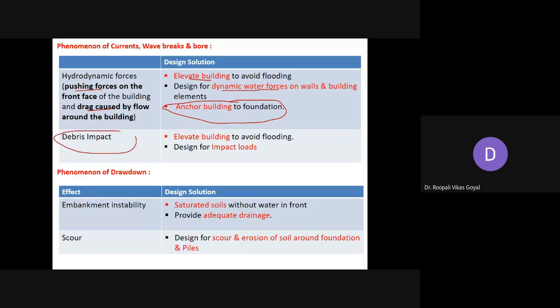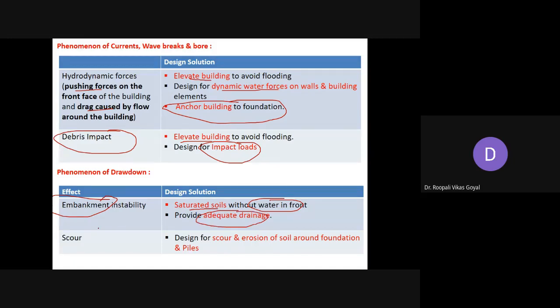If debris impact is there, debris has come along with the water, so again you have to go with higher elevation to avoid the flooding, and you have to design for the impact load, sudden load. Then if embankment instability has occurred, whatever embankment you have kept, if it has become unstable, then saturated soil without water in front, that is the solution. And also provide an adequate drainage system just to pass on the water.